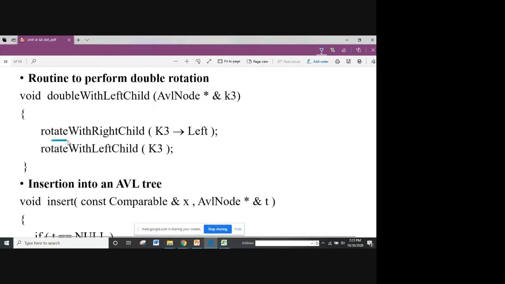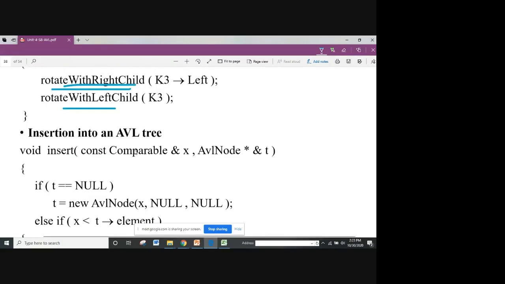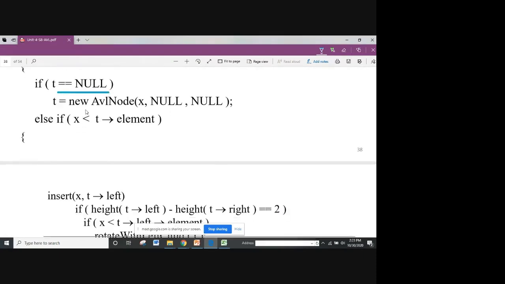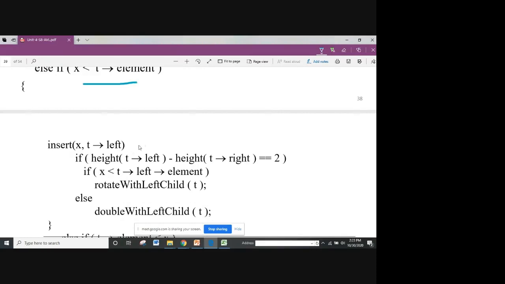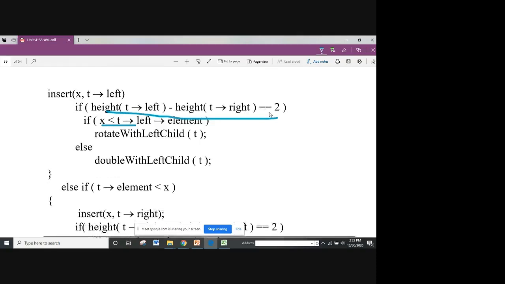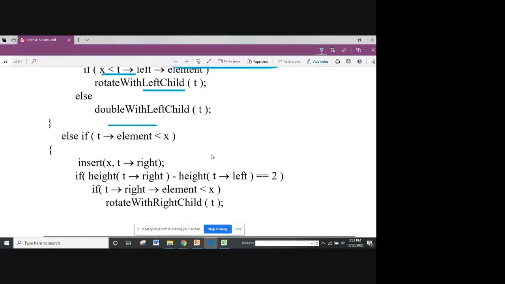Similar thing, see, these are all only rotations. When you come to the double rotation with the left child, you can call the rotate with right child and rotate with left child function itself. You need not write it again. So for insert, when the tree is null, you allocate a new node. When x is less than the element, find the balance factor. If it is equal to 2, then again check if it is less than the left element. If it is the left child, you call the rotate with left child, otherwise go with the double rotation.